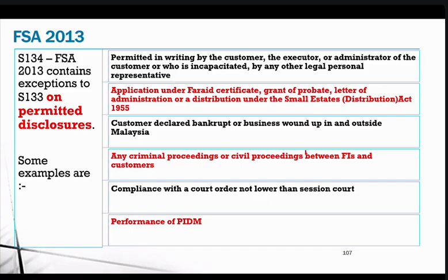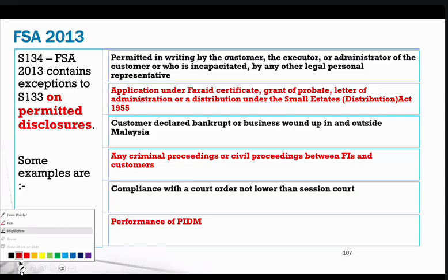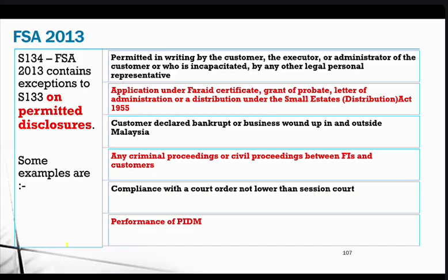In writing by the customer, or executor and administrator, or any other legal representative. The second one that they mentioned here, for certificate, grant of probate, and letter of administration for or distribution under small estates. This one here is in the event somebody passed away and they pass it to the next person in the estate. That's what they mean here.